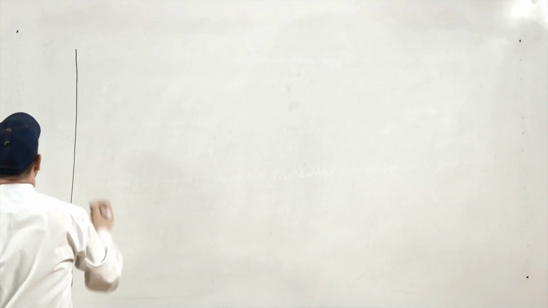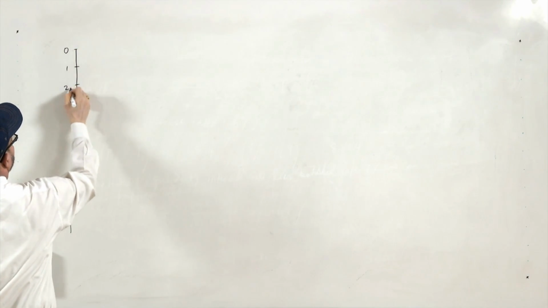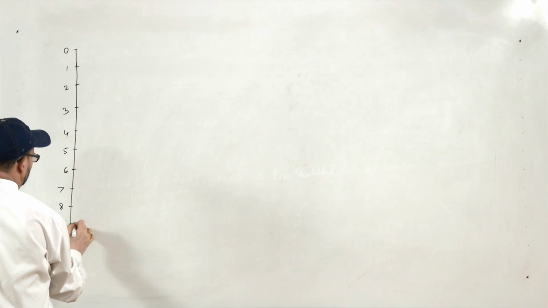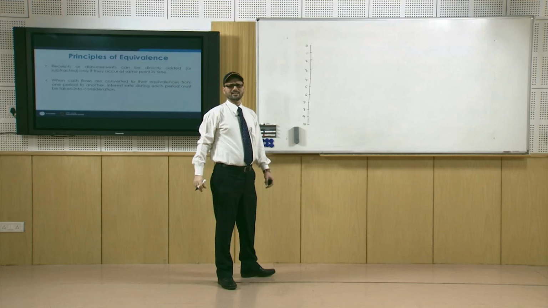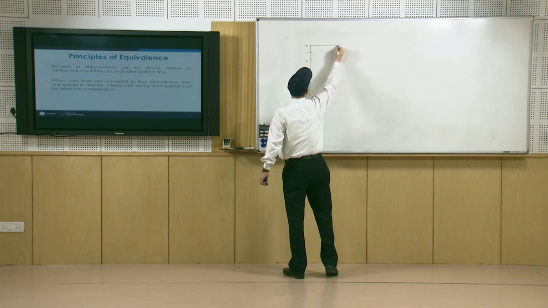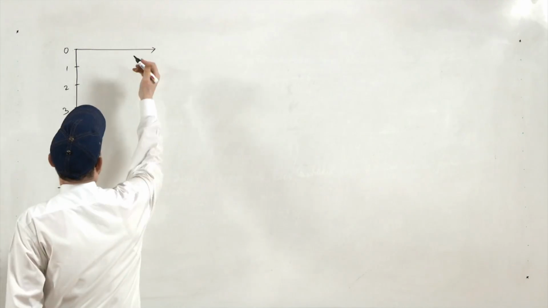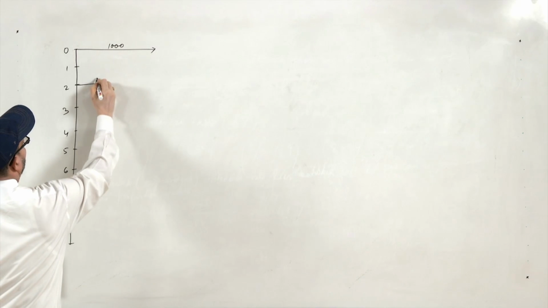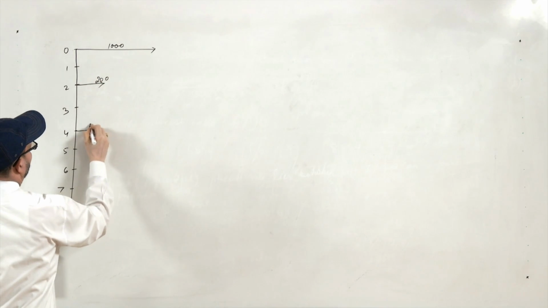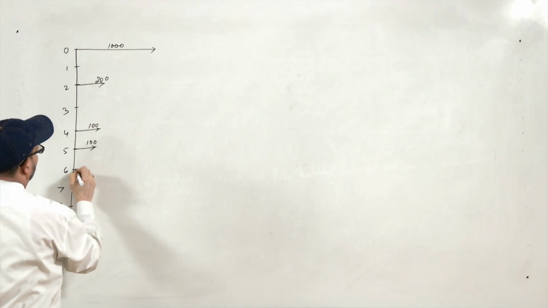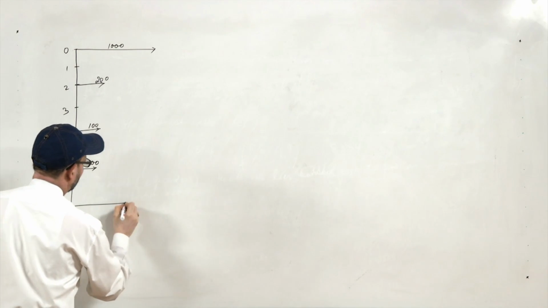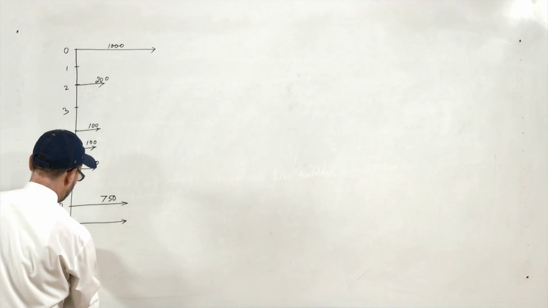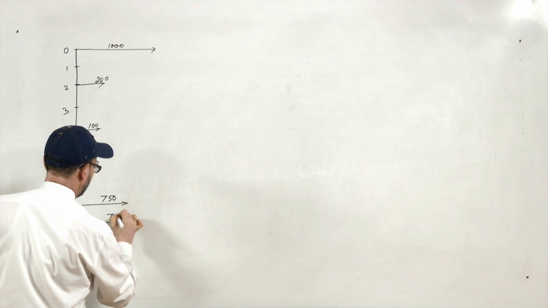Suppose there is a cash flow. Now, in this case, you are having a deposit of suppose 1000 rupees here, a deposit of rupees 200 here, a deposit of 100 for consecutive 3 years here, and a deposit of 750 for 3 consecutive years.